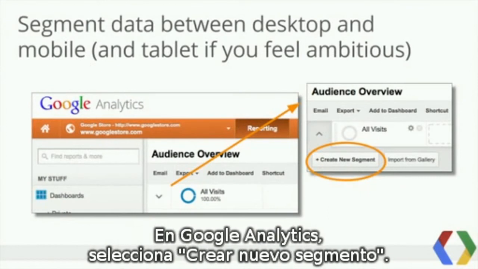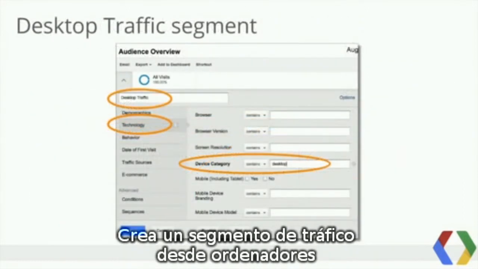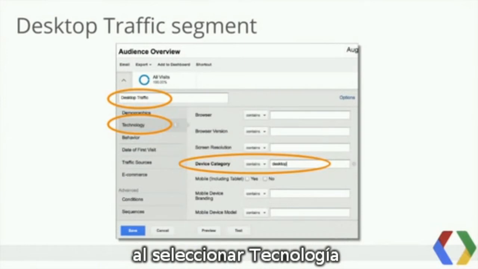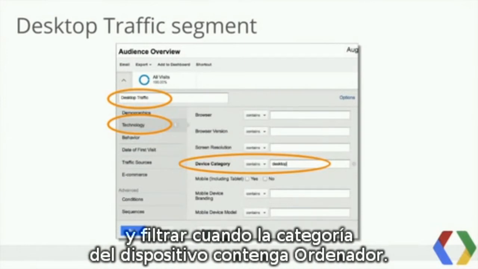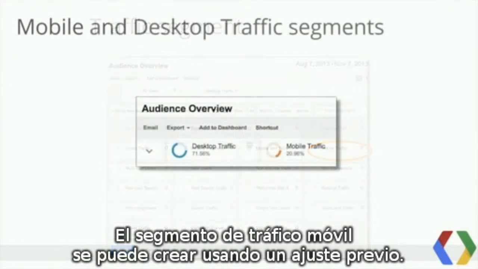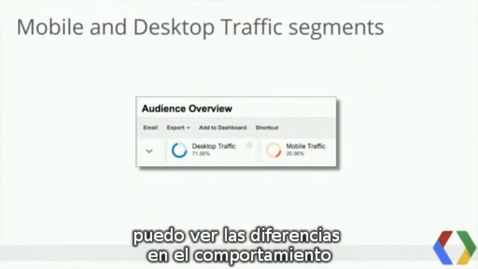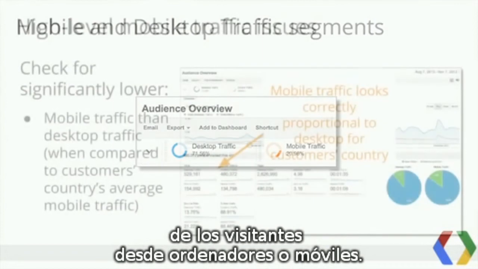In Google Analytics, select Create New Segment. Create a desktop traffic segment by selecting Technology and filtering when the device category contains desktop. The mobile traffic segment can be created by using an available preset. Now when I look at my analytics data, I can see behavior differences between mobile and desktop visitors.